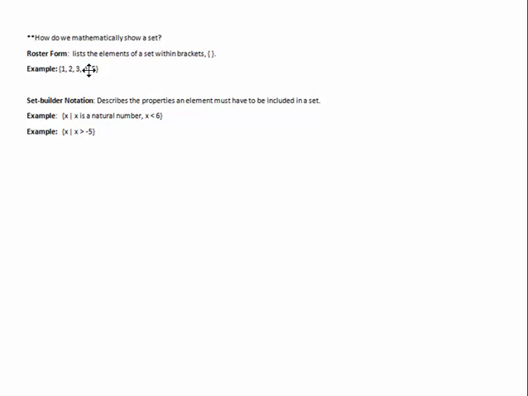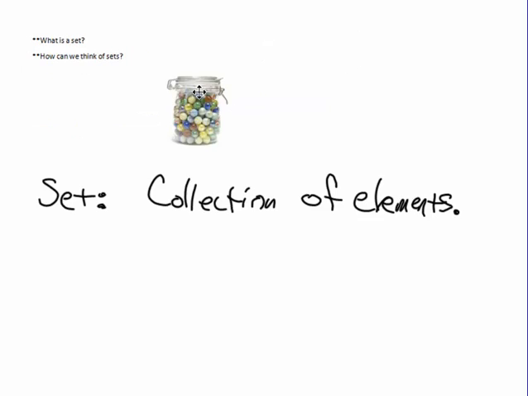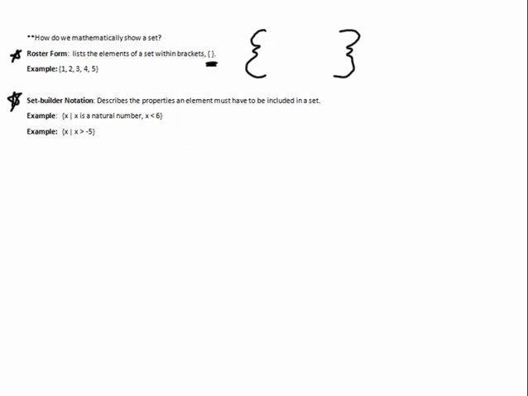So how do we mathematically show a set? Well, there's two different ways we could show a set. We have roster form, and we have set builder notation. With roster form, it is just a list of elements inside these brackets. Now, it's hard to see there, but these brackets look like this. So that's your left one, and then your right one. And if we wanted to describe this set, these marbles here, we could describe it by saying marbles. That is a set of marbles.